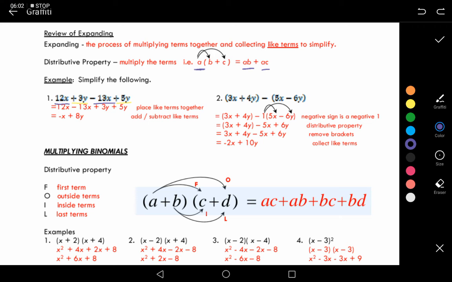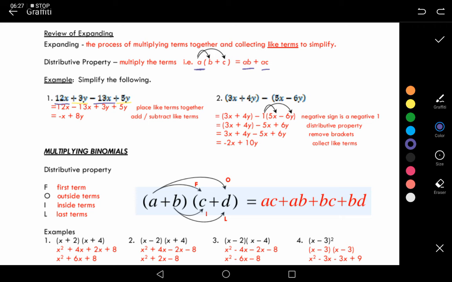Okay, so for this one we have in brackets 2x plus 4y minus 5x minus 6y. Okay, because those are in brackets, it's that whole thing minus that whole thing. So the first binomial minus the second binomial. Remember, there's two terms, so that makes it a binomial. So the first thing we need to do is distribute that negative.